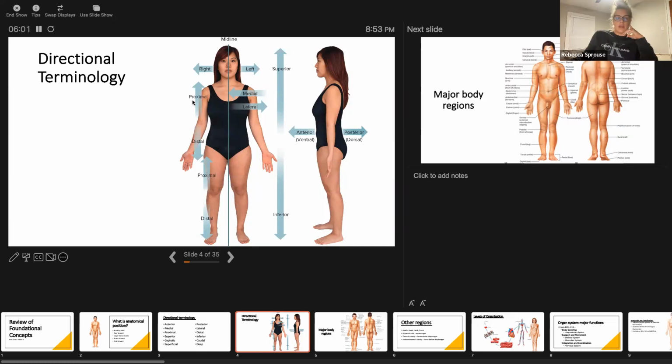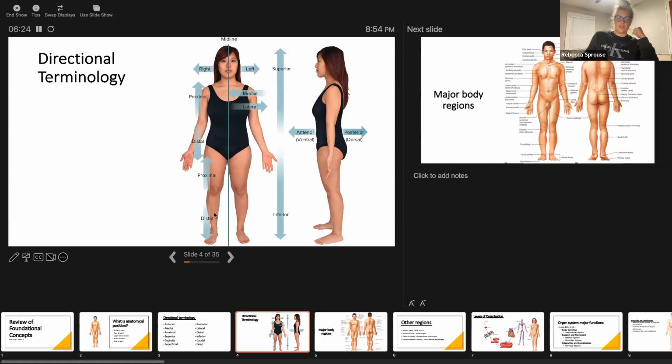Proximal and distal, notice how they have those labeled on the arm and the leg. So your point of attachment here is going to be your shoulder and your hip. So if we're proximal, we are towards that shoulder. If we are distal, we are away from that shoulder or towards the fingertips. And then if we're talking about the leg, if we're proximal, we are towards that hip. And if we are distal, we are towards the toes.